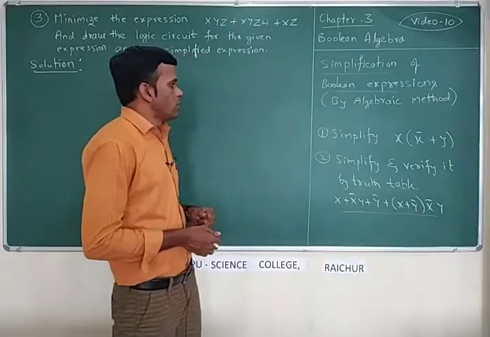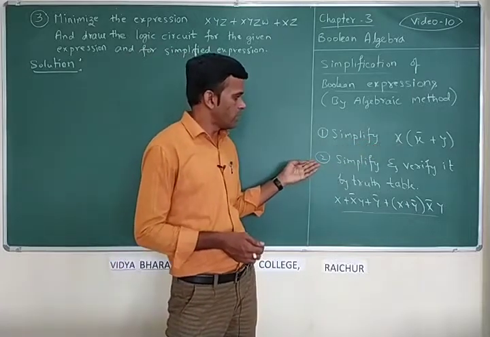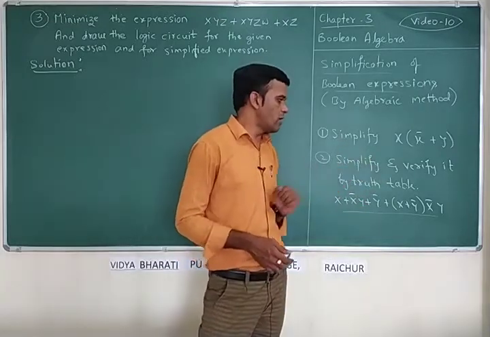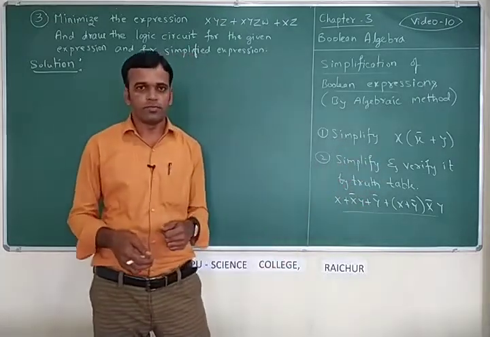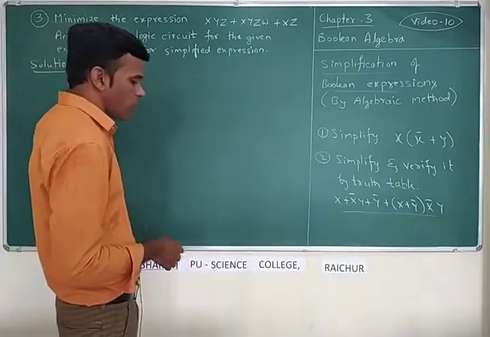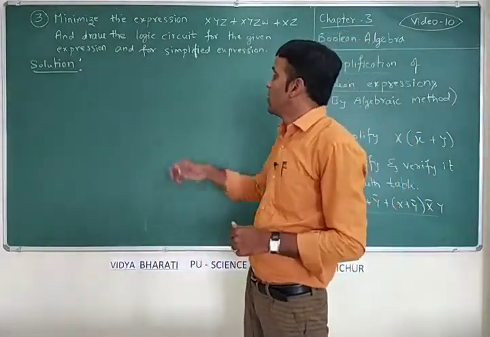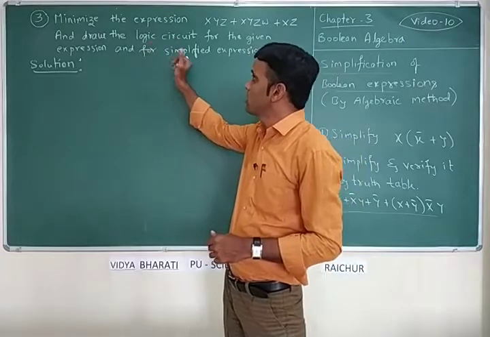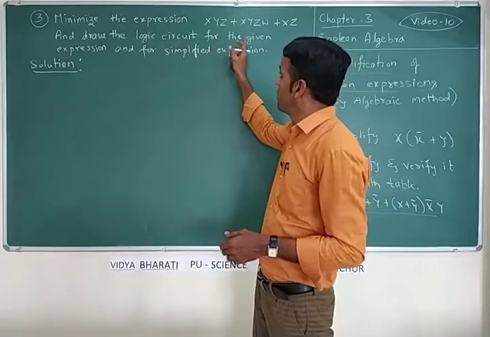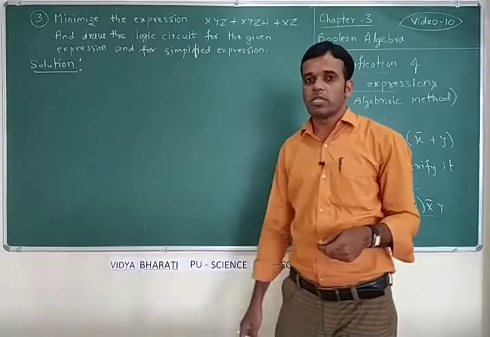This is the first problem which we saw in the last class. In the second one, apart from simplifying the expression, we even verified it by using a truth table also. Now today's problem, this third one, here also of course we have to minimize the expression. Apart from that, we have to go for constructing the logic circuits. We have to draw the gate representation for the given expression and even for the simplified expression also.